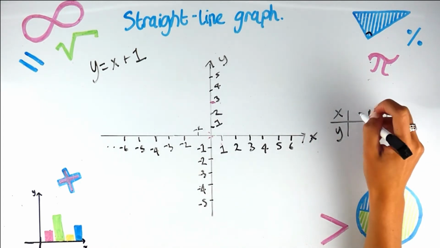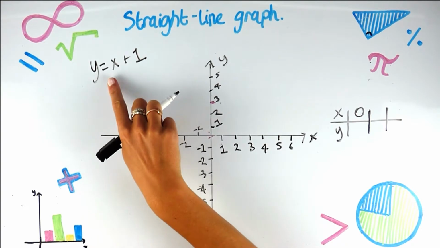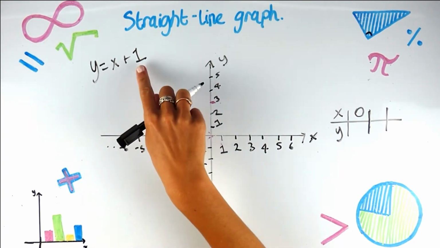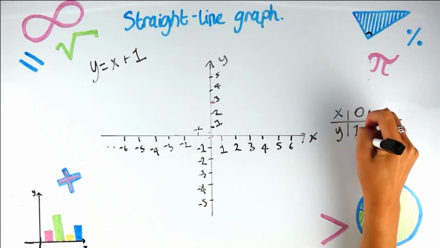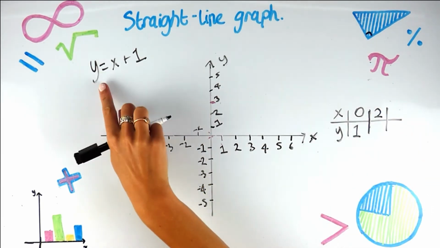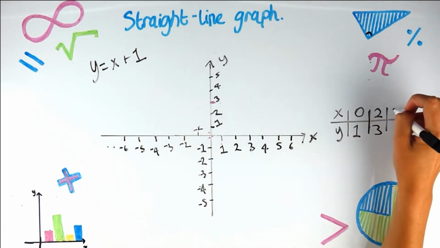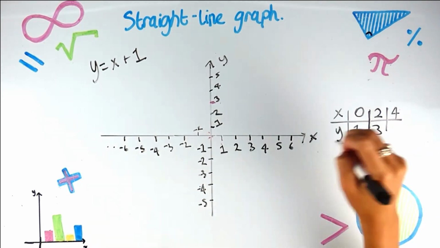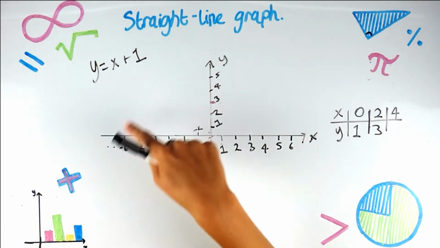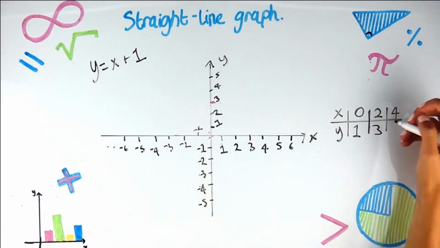Let's say x is 0. If we put this in here, y equals 0 plus 1. That's 1. Let's say x is 2. y equals 2 plus 1, which is 3. Let's say x is 4. Pick any number. I mean, try to do them within reason, but y equals 4 plus 1, so that's 5.